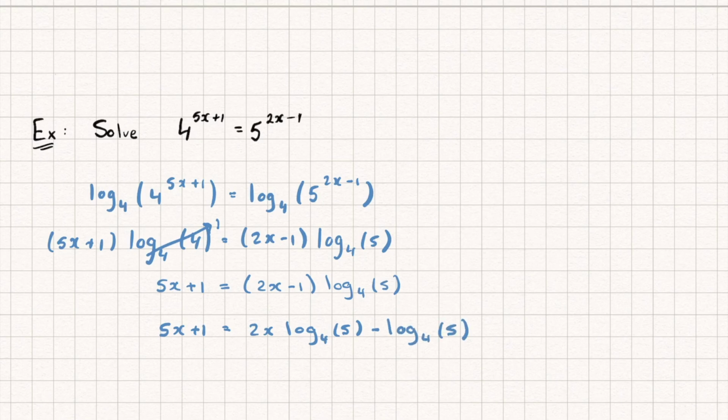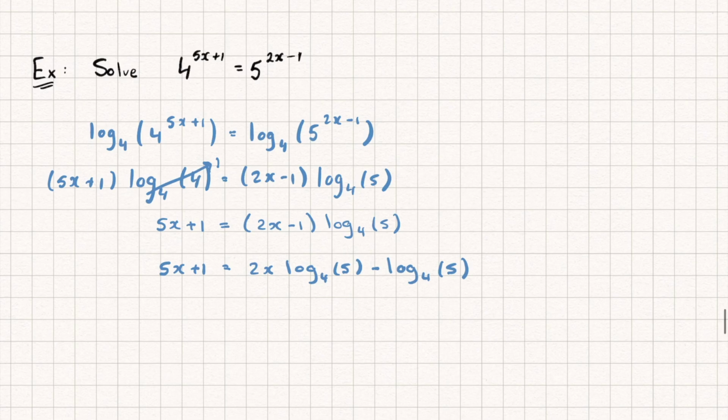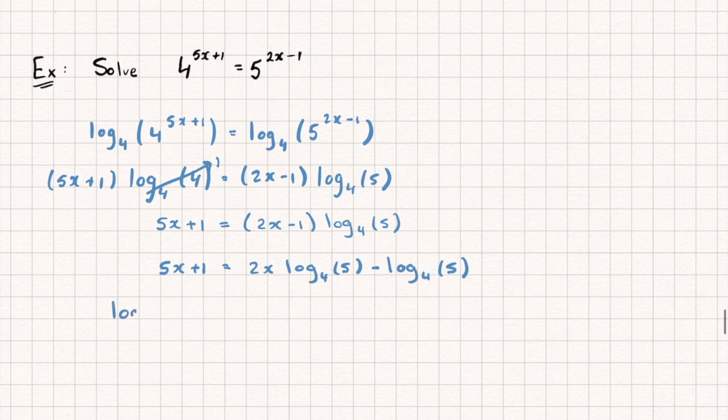Now I'm going to put all of my x's onto the same side, and I'm going to do that by subtracting 5x from both sides of the equation, and at the same time I'm going to add log base 4 of 5 to both sides. So when I do that, this is going to turn into log base 4 of 5 plus 1, because remember I've added log base 4 of 5 to both sides, and that's going to equal 2x multiplied by log base 4 of 5 subtract 5x.